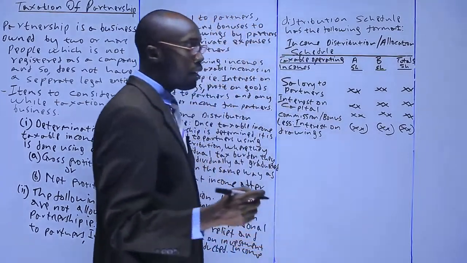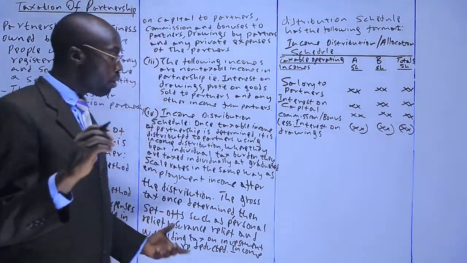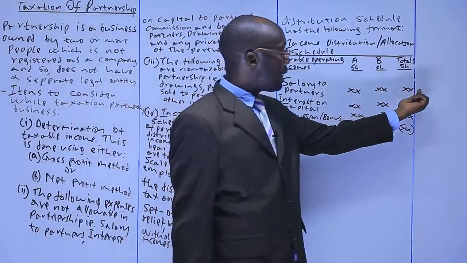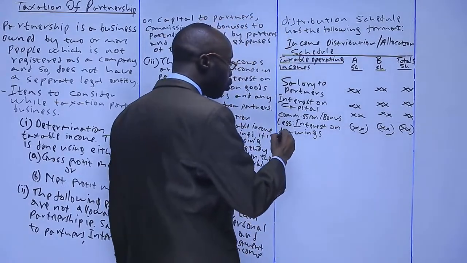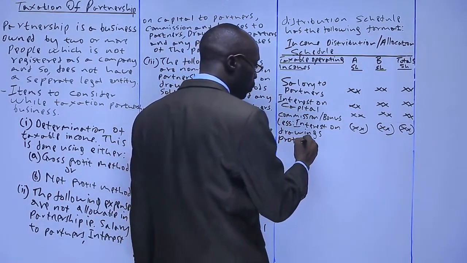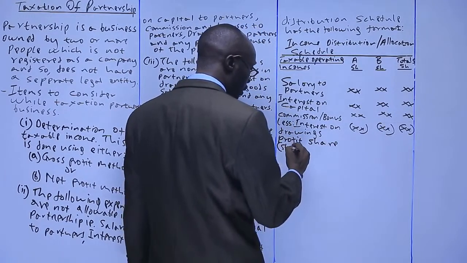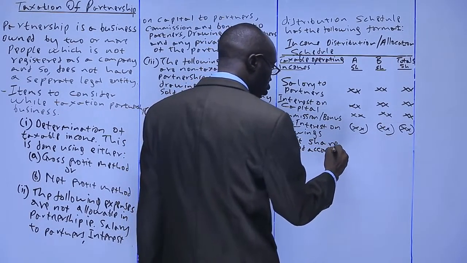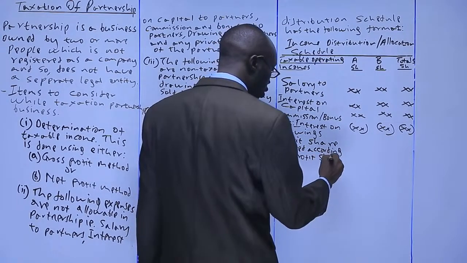Now, after you have distributed those, the taxable operating income you would have determined, you minus what you have distributed, minus this, minus this, minus this, but this one you add. Then whatever remains you share according to the profit sharing ratio. We call it profit share, shared according to profit sharing ratio.